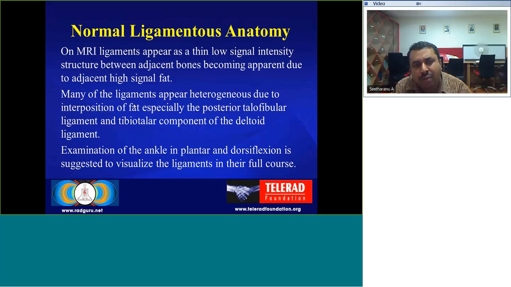Coming to the ligamentous anatomy, on MRI the ligaments appear as thin, low signal intensity structures between adjacent bones, and they become apparent because of the surrounding high signal fat. Many of the ligaments appear heterogeneous because of the interposition of fat, especially the posterior talofibular ligament and the tibiotalar component of the deltoid ligament. For better assessment of the ligaments and to visualize their full course, the ankle is evaluated in plantar flexion and dorsiflexion.